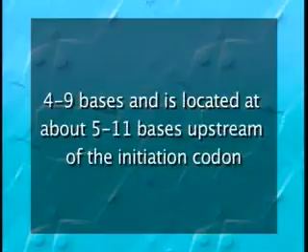The length of the SD sequence is usually 4 to 9 bases and it is located about 5 to 11 bases upstream of the initiation codon. These sequences help in positioning the 30S ribosomal subunit on the mRNA. Eukaryotic genes do not have any such region.